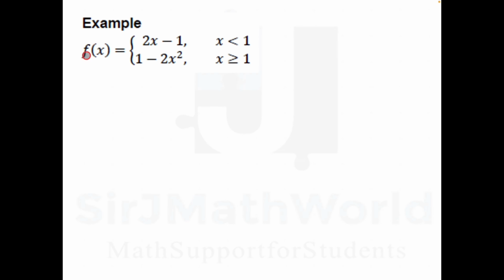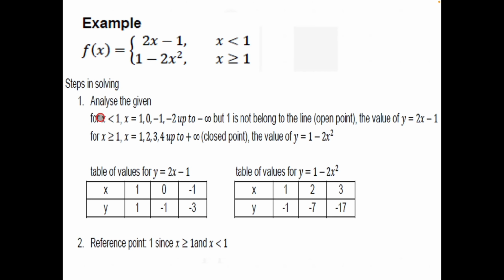Next, given is the function f of x is equal to 2x minus 1 if x is less than 1, and 1 minus 2x squared if x is greater than or equal to 1. Now, for x less than 1, we have x equal to 1, 0, negative 1, and negative 2, kasi mababa kay 1 up to negative infinity. Pero hindi kasali yung 1 sa line. So, again, this is linear, this is quadratic. So, the value of y is equal to 2x minus 1. So, we don't have the exact value kung ano ba yung y natin dito.